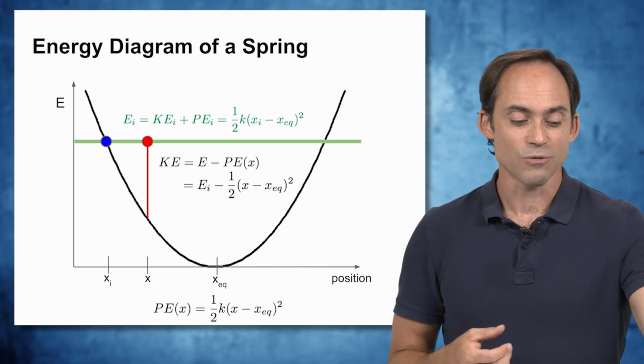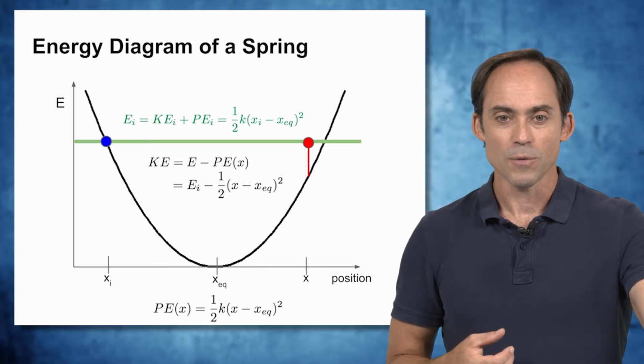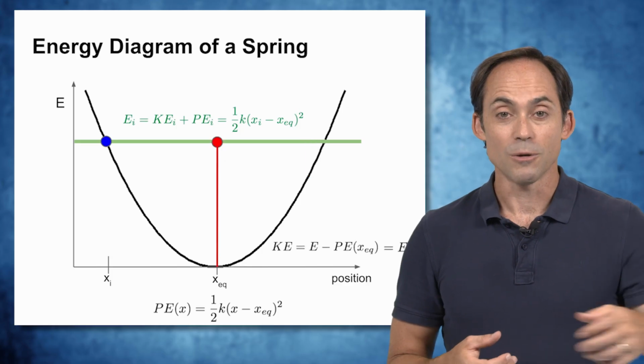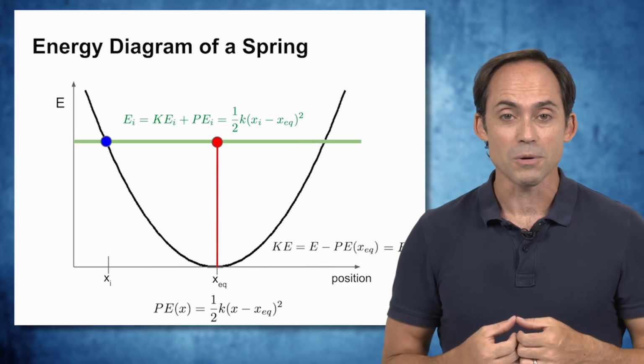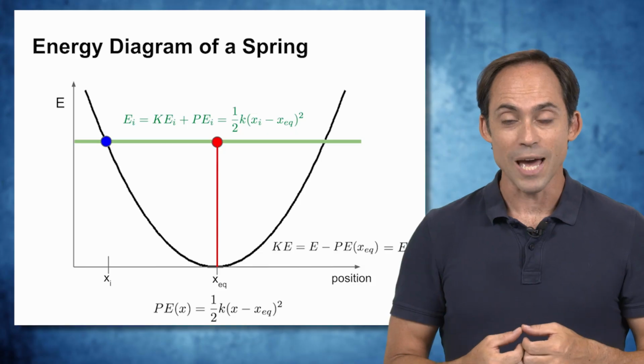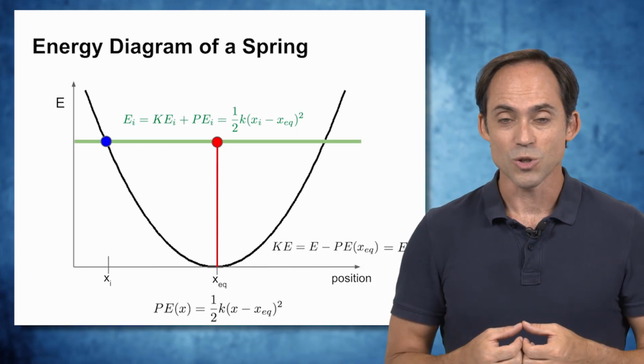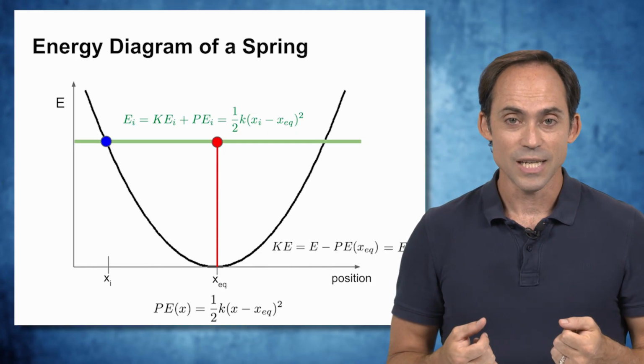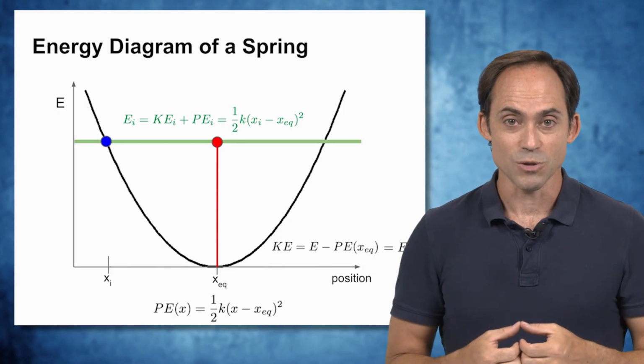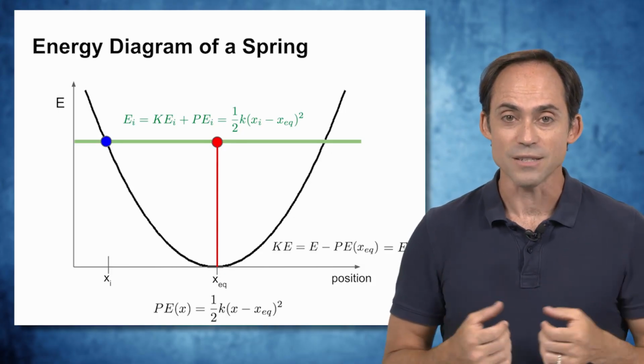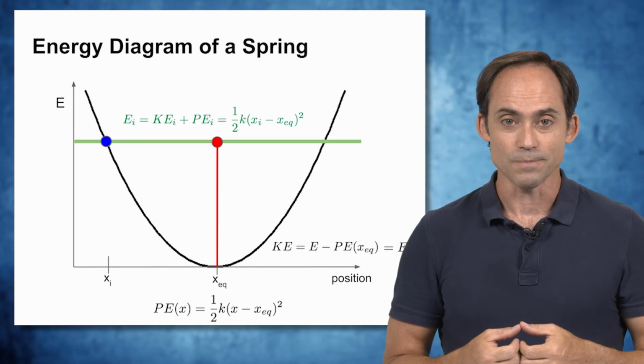So we can compute this for any point along the curve. We can compute it there, we can compute it there. We can compute it in the middle where we're at the equilibrium position. And of course at that point we have zero potential energy. So all of the initial energy is in the kinetic energy. And this is, of course, the place where it's going to move the fastest, at its equilibrium position.